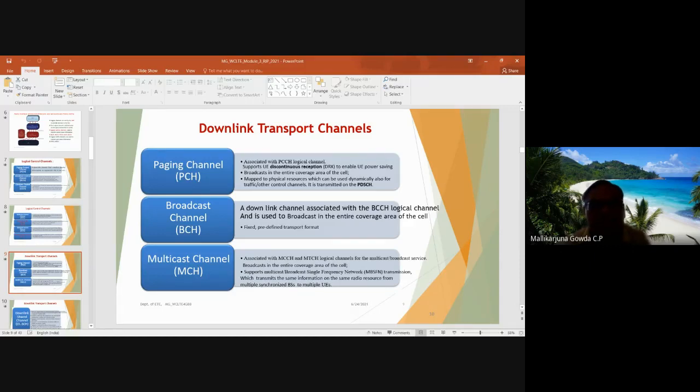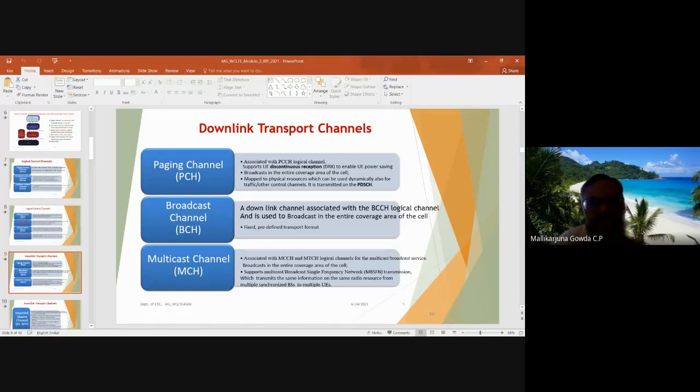It broadcasts in the entire coverage area of the cell. This paging channel is broadcast in the entire coverage area of the cell, and it is mapped to physical resources which can be used dynamically for traffic or other control channels. This paging channel is transmitted on the PDSCH, that is, the physical downlink shared channel. So this is all about the paging channel, which comes under downlink transport channels.